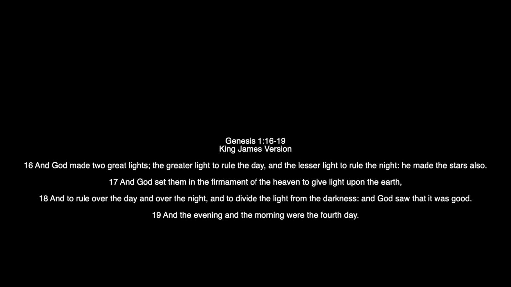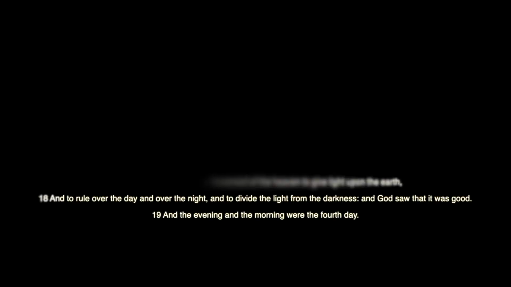All right, so we can see here that according to the Bible, the reason for the creation of the sun, the moon, and the stars is for calculating seasons, right? And how do we know this? Because of Genesis 1:14. And God said, "Let there be lights in the firmament of heaven to divide the day from the night, and let them be for signs and for seasons and for days and for years."